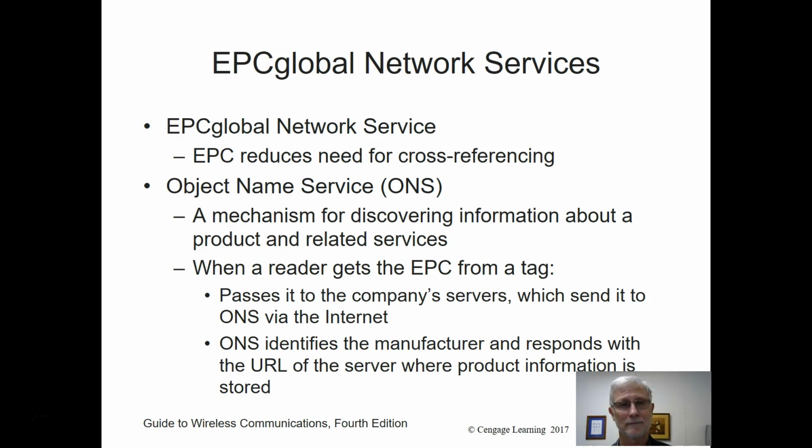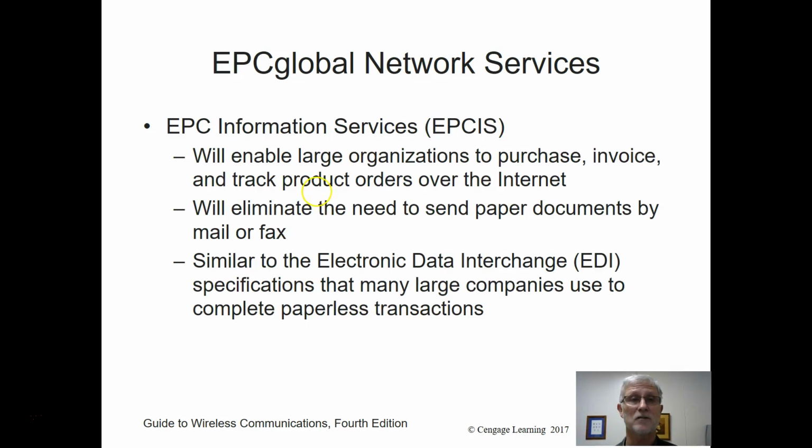And then the last part of this is services, EPC Global Network Services. And basically, EPC tries to reduce the need for cross-referencing information. What it's trying to do is have what they call an object name service. And it's a mechanism for discovering information about a product and related services. And this could be over long periods of time, which will lead into some of the security issues we'll talk about later. But when the reader gets a tag from an EPC, it passes it on to the company servers, which then send it over the internet, and then it basically can store that information on a server.